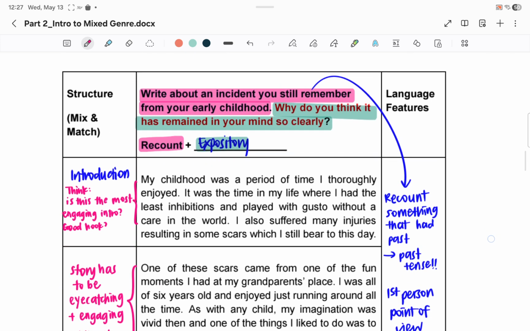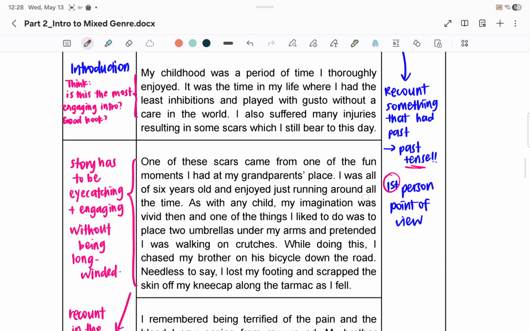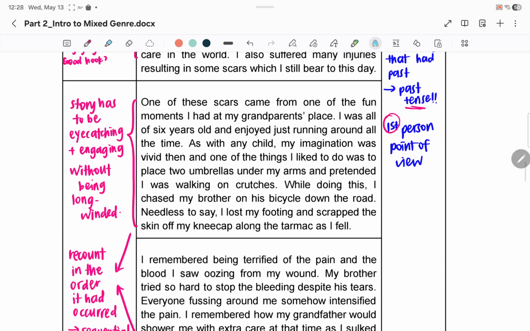Second example is one whereby you're asked to write a recount and an expository. So since this is an event or an incident that you still remember from early childhood, if it's recount, it means that it has to be past tense, and because this is your experience, it's about what you had gone through, you can write it in the first person point of view. So again, you continue using the similar structure, right? You have your introduction, and then this first portion, maybe I change this to black. Okay, your story has to be very eye-catching, very engaging. Alright, because this here is your recount component.